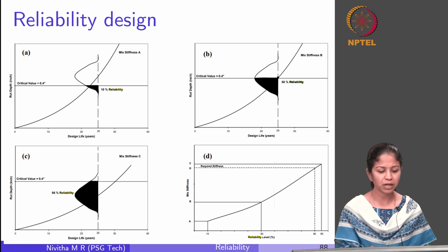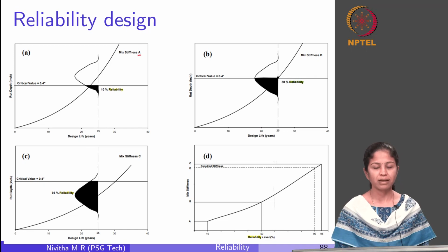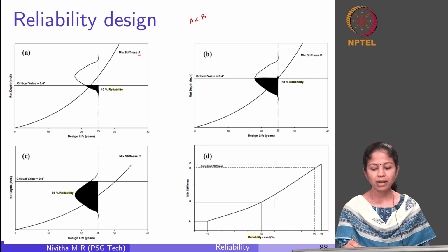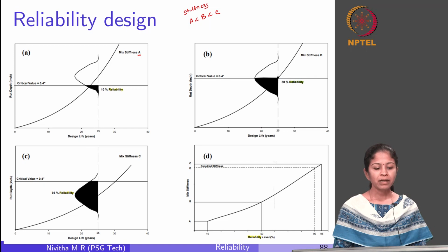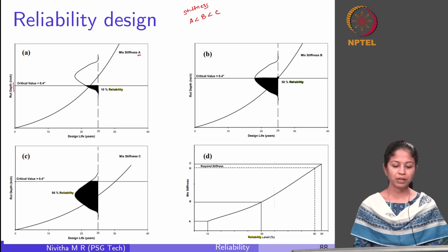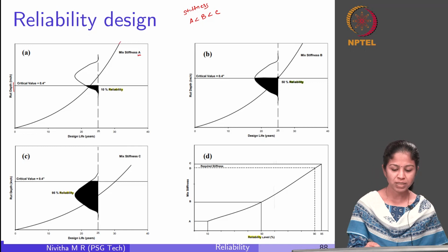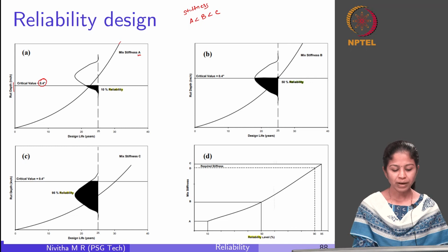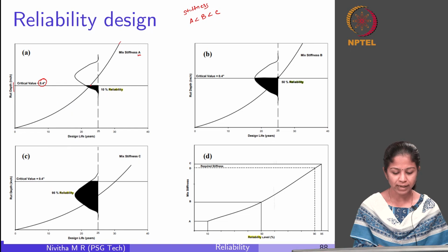So now let us look at this particular plot. This is for a mix stiffness A, right. It is following the same order that we had seen in the previous case. So stiffness of A is less than B, which is less than C. So this is stiffness, and this is my rut depth in inches on the y axis. Now this is my performance curve, right. So when my critical value is 0.4 inches, you can see here it meets the performance curve at this point itself, right. So if I draw a line corresponding to this, this is my reliability.